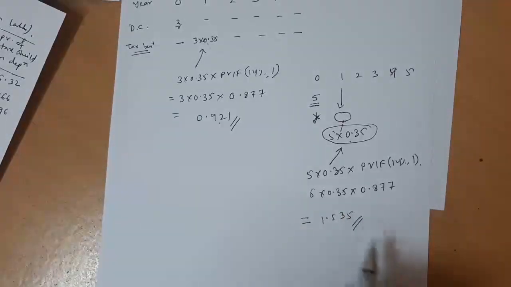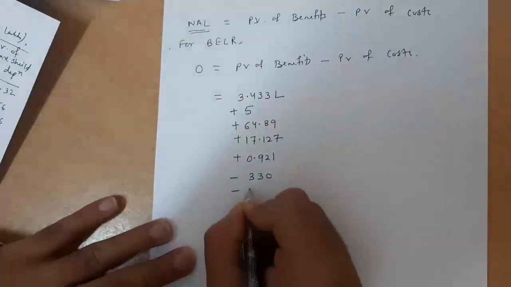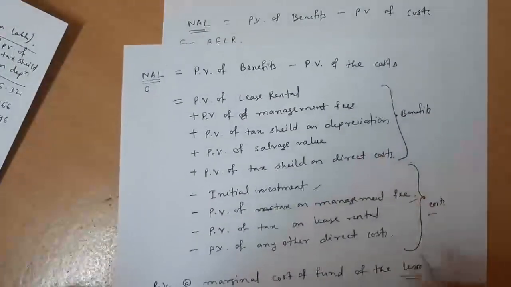Okay, the amount is going to be 1.535. So it will be minus 1.535. Okay, so this is done.